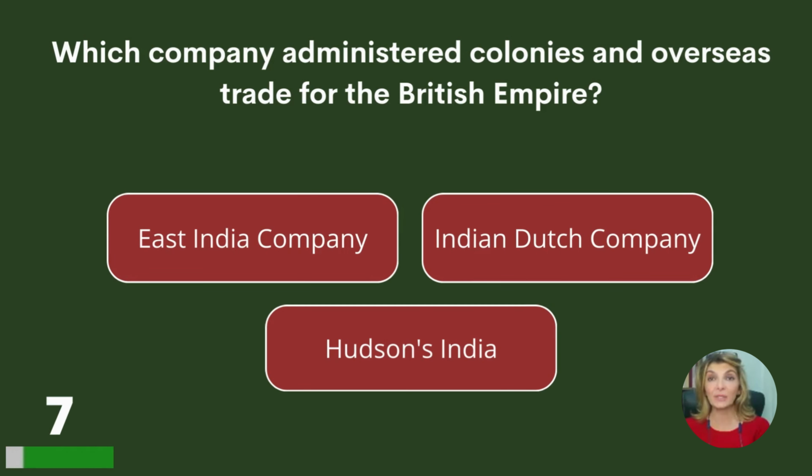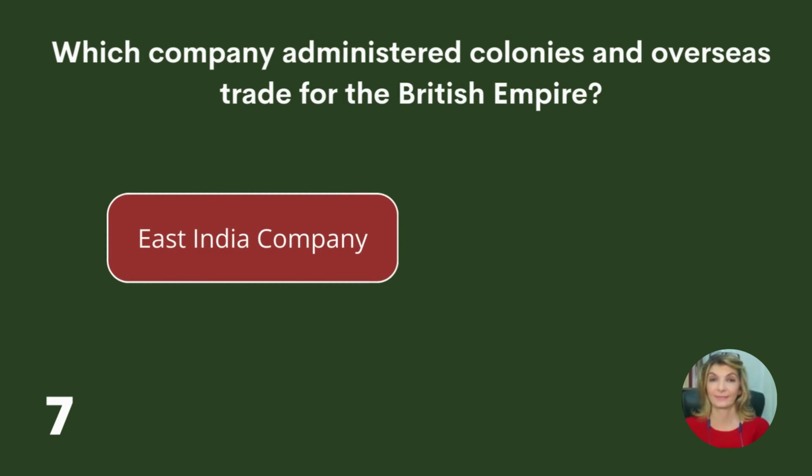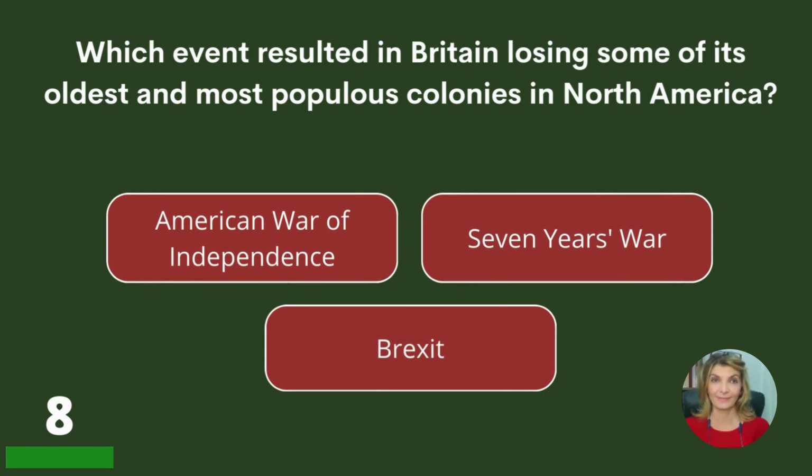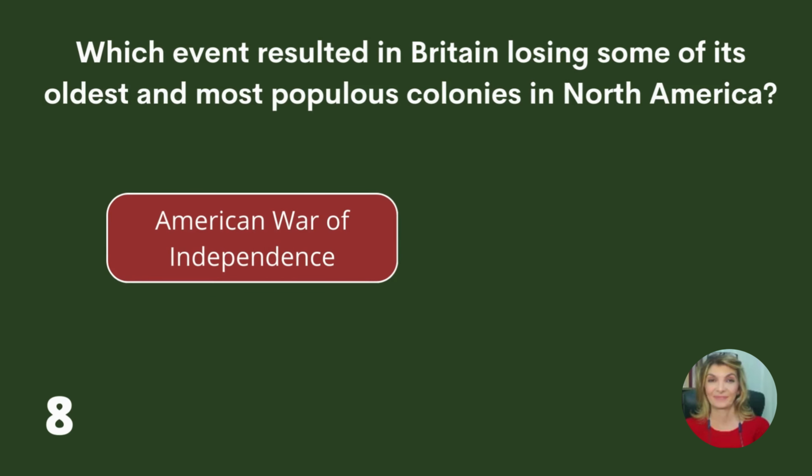Which company administered colonies and overseas trade for the British Empire? East India Company, Indian Dutch Company, or Hudson's India? East India Company. Which event resulted in Britain losing some of its oldest and most populous colonies in North America? The American War of Independence, 7 Years' War, or Brexit? The American War of Independence.